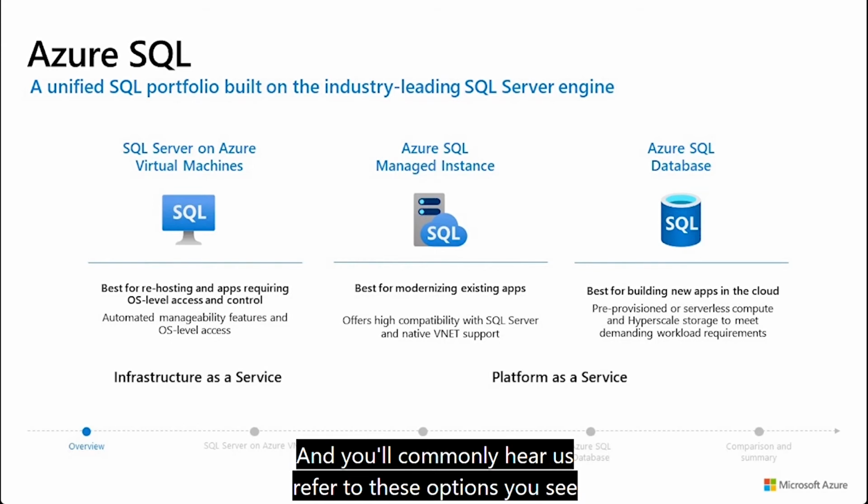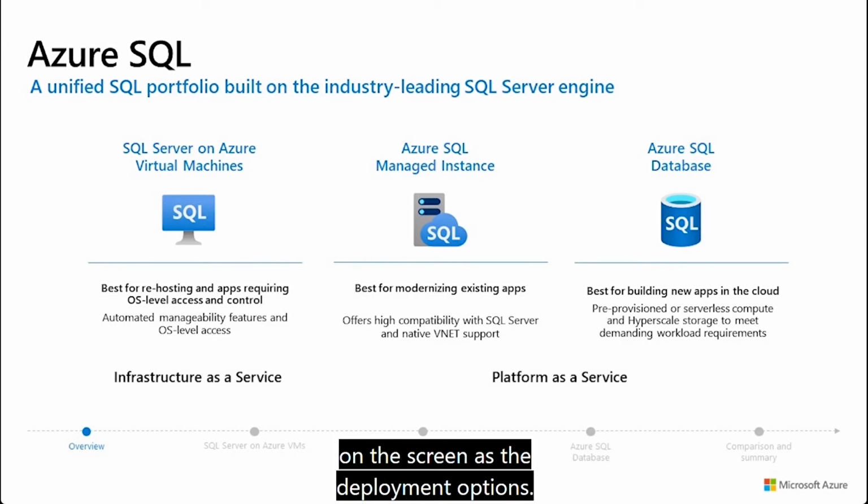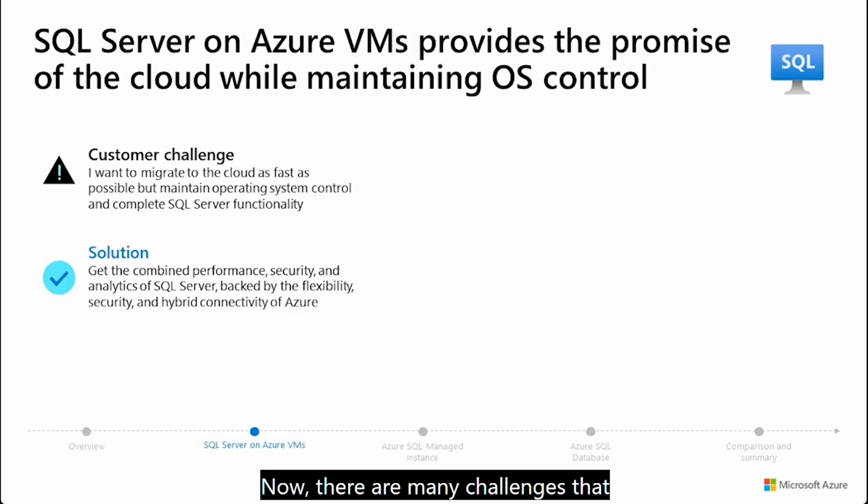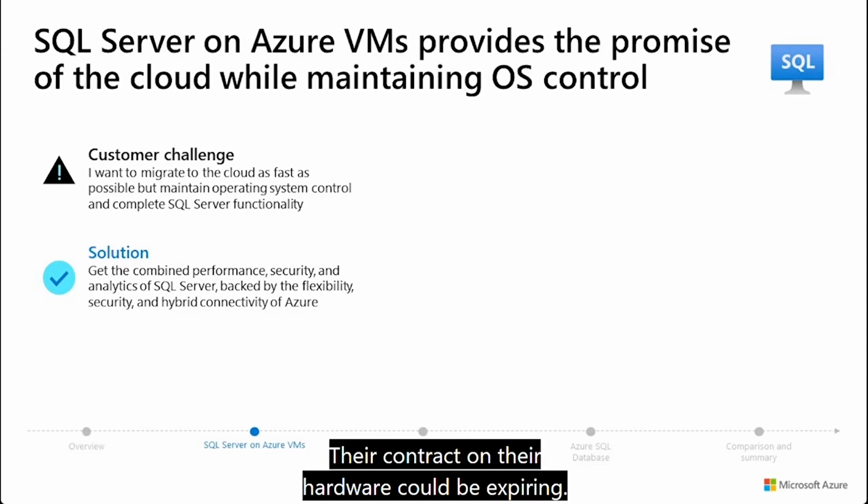And you'll commonly hear us refer to these options you see on the screen as the deployment options. So let's get right into it. The first is SQL Server on Azure Virtual Machine. Now, there are many challenges that lead customers to this solution. Their contract on their hardware could be expiring.